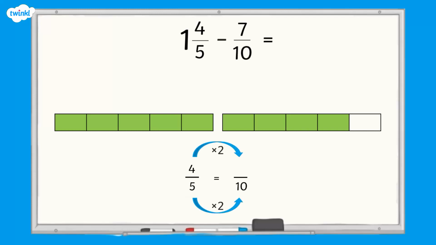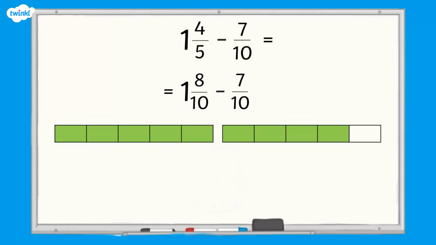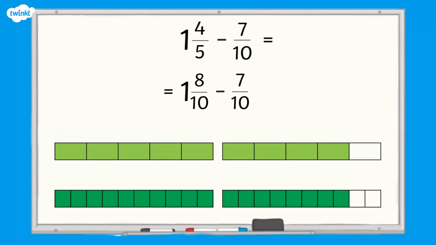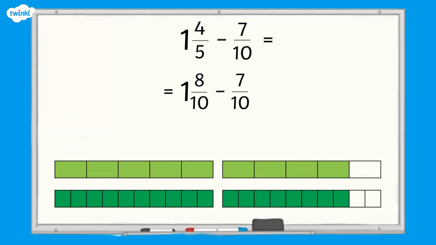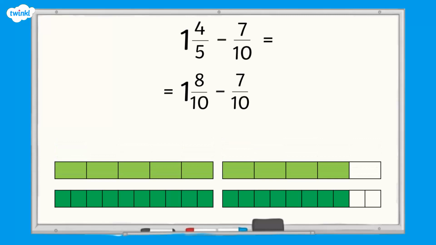10 is the lowest common multiple of 5 and 10, so we need to find the equivalent fraction of 4/5 in tenths. 4/5 is equivalent to 8/10, so 1 4/5 is equivalent to 1 8/10. Our bar model now has bars split into 10 equal pieces and has 1 complete bar with an additional 8 pieces shaded. Our calculation is now 1 8/10 subtract 7/10.